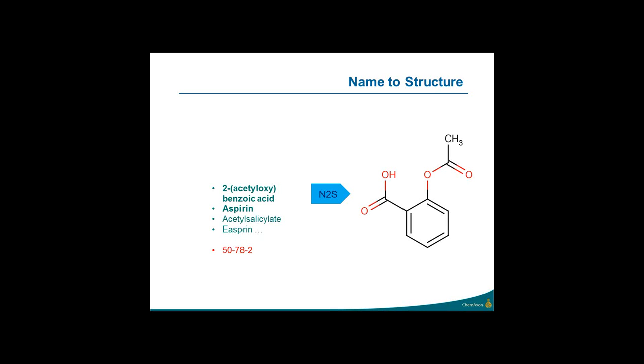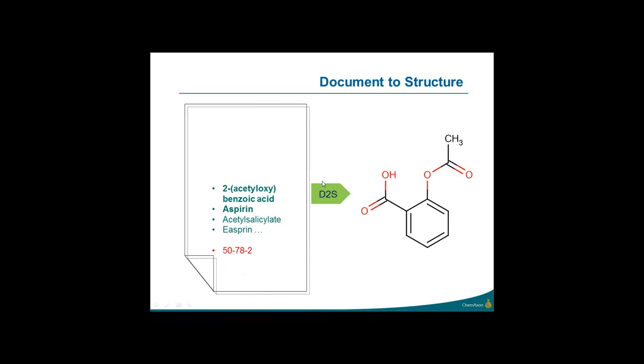Then we apply name-to-structure technology to other platforms, and then we have Document to Structure. If this information is in the document, Document to Structure can index it and convert all of it to actual structures. And it goes beyond just names and CAS numbers. If there are SMILES strings or InChI, this information will be converted as well. And also, if there is a structure image, we use Imago to convert it to structures.